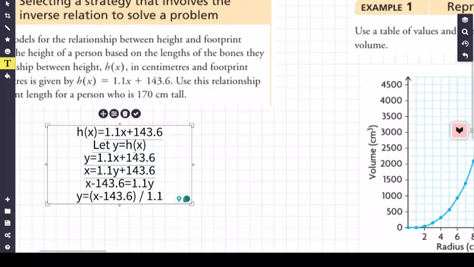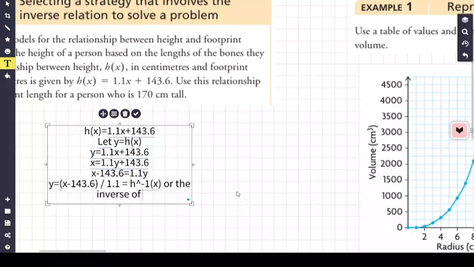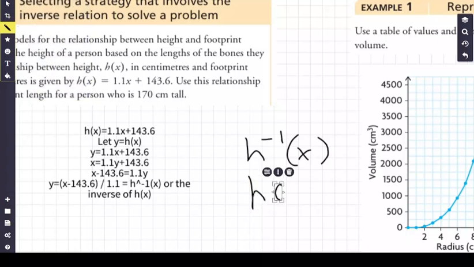That's right. So now this is actually equal to h to the negative 1 of x, or the inverse of h of x, right? This is how we write the inverse. Right here. h to the negative 1 of x. This is how we write the inverse of a function. So h of x and its inverse, right? This is its inverse.